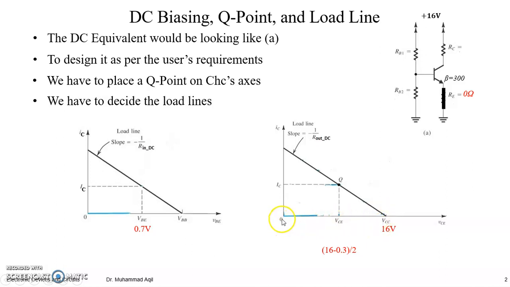But remember from our last lecture that it should not be measured from zero. It should be the center of the active region. The active region starts from VCE saturation, maybe nearly 0.3, right? So 0.3 and 16, the midpoint of this. We find this midpoint: 16 minus 0.3, divided by 2. So our VCE would be 7.85 volt. Luckily, we have found one coordinate of the Q point at the output characteristics load line.